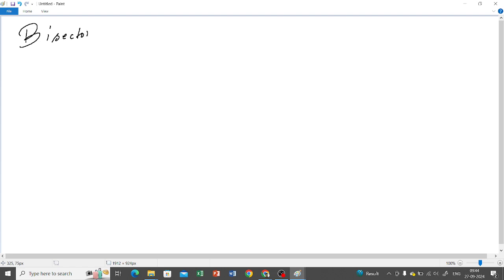Bisectors of angles between lines. Okay, so the equation of the bisectors of the angles between the lines.